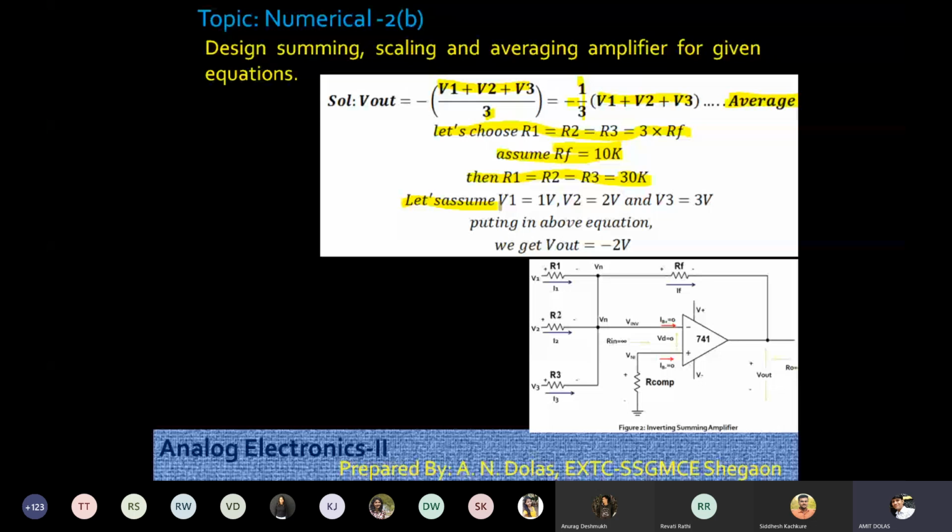Putting all these into this equation, what do I get? Addition: how much? 1 plus 2 is 3, 3 plus 3 is 6, 6 divided by 3 is 2. So the average of these sources will be 2 volt. Minus is the inverting sign again. So this is the next example where we took the average of several signals. Again, there is no limitation on the number of sources.